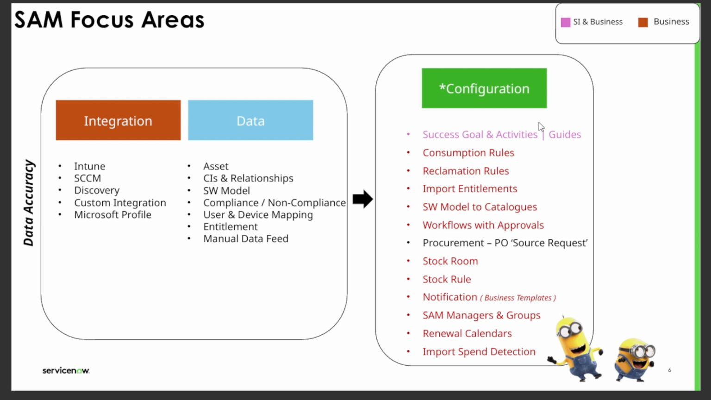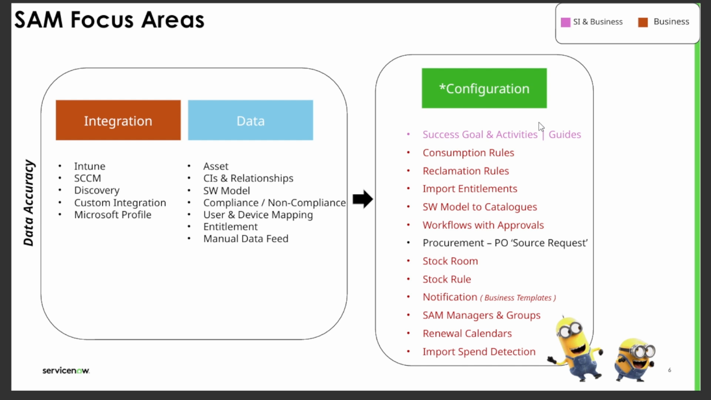Next, software model to catalog. Before starting your SAM solution, your base layer, the foundation layer, is the software model. If you have 100% data for the software model, then you can start a software asset management solution in your business instance. Because the software model has a relationship with your entitlement, with your compliant and non-compliant scenario, and it has a relationship with your procurement scenario as well.